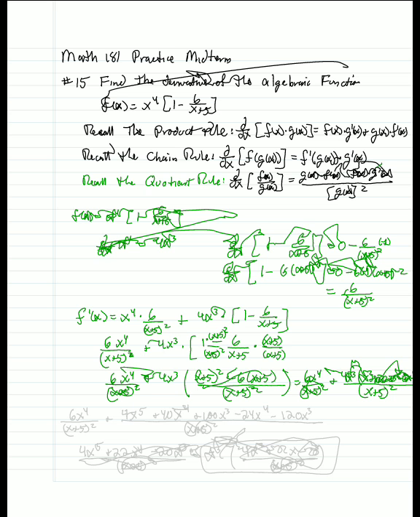So we have 6x to the 4th over x plus 5 squared, plus 4x cubed times x squared, which is 4x to the 5th power. 4x cubed times 10x is 40x to the 4th power. 4x cubed times 25 is 100x cubed. 4x cubed times minus 6x is minus 24x to the 4th. And then 4x cubed times minus 30 is minus 120x cubed, over x plus 5 squared.